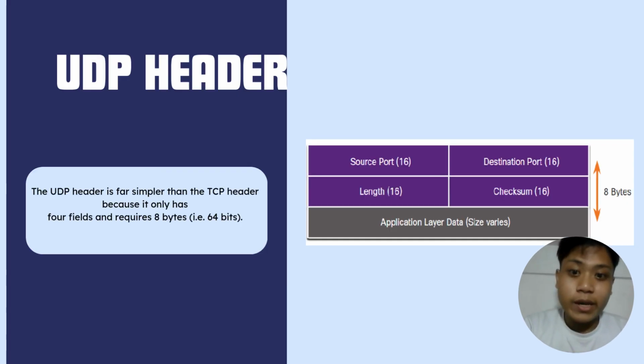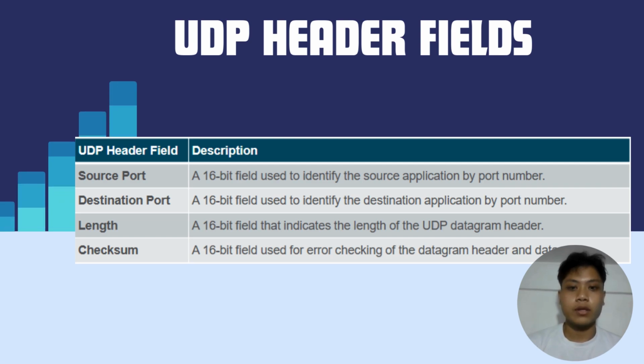The UDP header is far simpler than the TCP header since it only has 4 fields and requires 8 bytes, which is 64 bits in total. Given here are the UDP header fields and their functions. First is source port, second is destination port, next is length, and lastly is checksum.